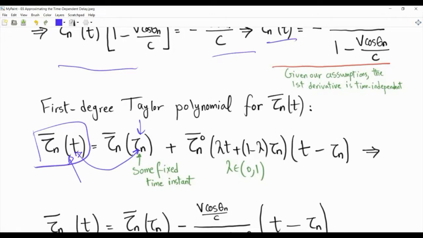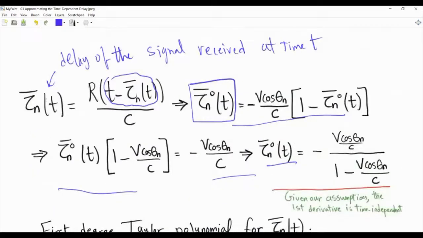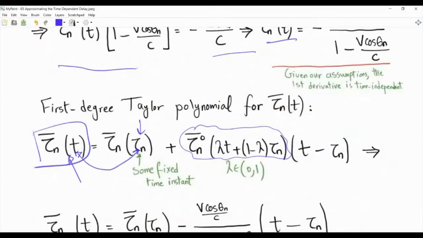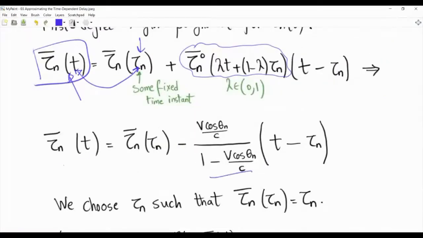The good news is that for a general function, this thing here will depend on t, but by our assumptions, the first derivative is independent of t. So that's the trick. Now this first derivative is constant regardless of the time instant at which you evaluate it, and so we can just replace it by its formula. So tau of t is tau at some time instant tau n minus this quantity times t minus tau n. And you can see now that the delay is modeled as a linear function of time.